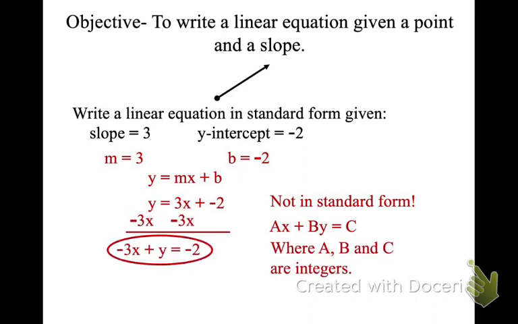Okay? So there's standard form. These three forms are kind of interchangeable, so you really have to read the directions and see what they're asking for. Notice it says in standard form, ax plus by equals c, where a, b, and c are integers, so you can't have fractions there. You'd probably have to clear a fraction. This is also equivalent to, if I multiply everything by -1, I would get 3x minus y equals 2.